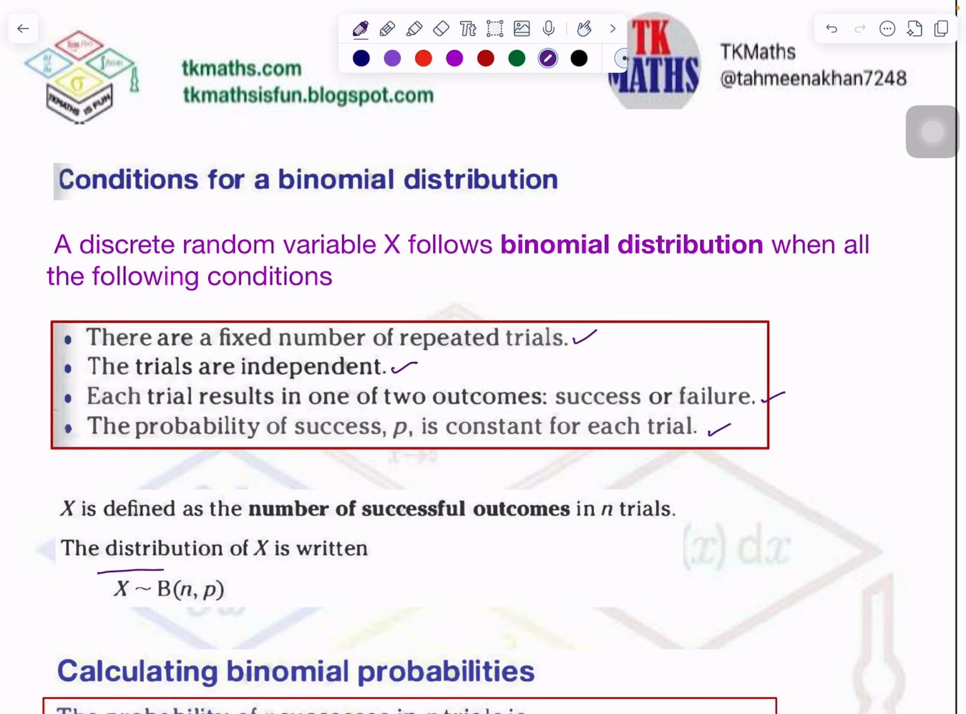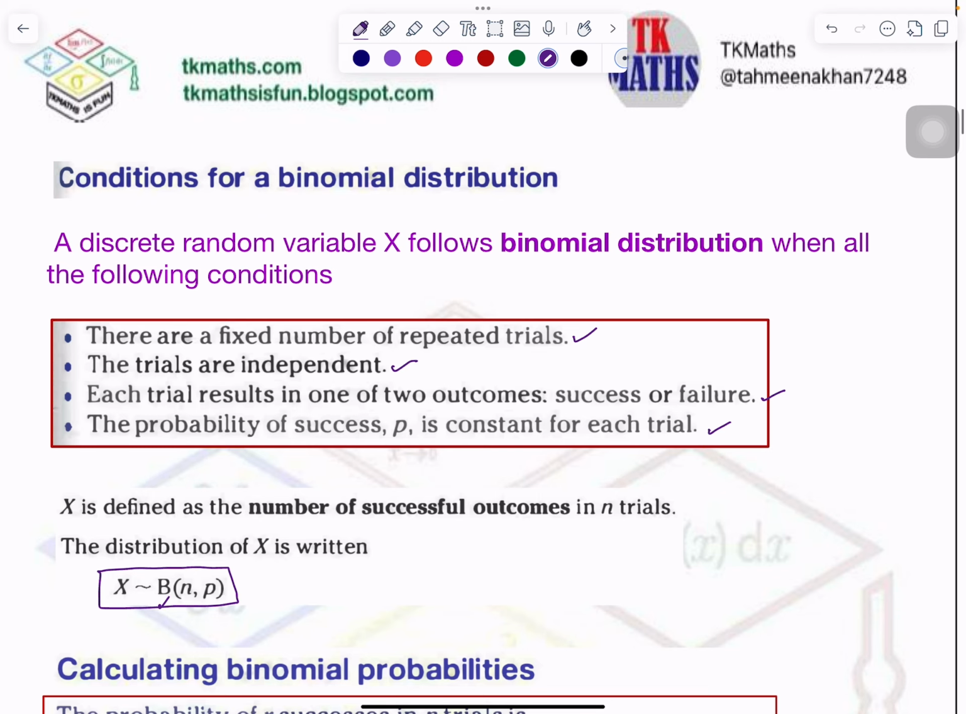This is the way we write the distribution of binomial. B stands for binomial. So when it is like this, N represents the number of trials, P represents the probability of success. What does this mean? Success here in the above experiment was the number of heads you get. So you were talking about head, so that's why that probability will come here.